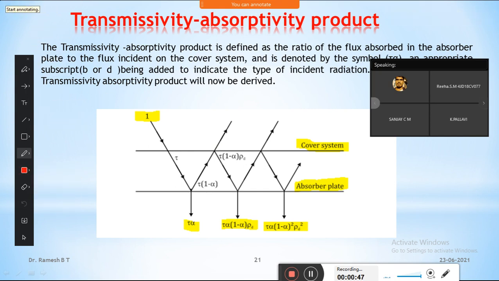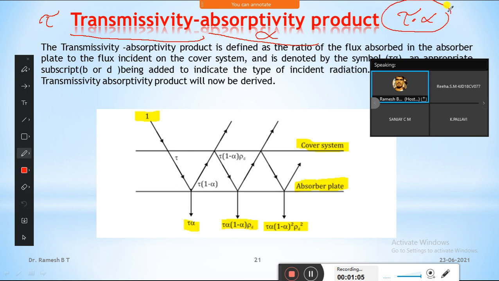Transmittivity means the tau value, and absorptivity means the alpha value. The product of tau and alpha is very important for the energy balance equation. We already discussed the energy balance equation in our previous class, and in that, the entire equation is multiplied by the transmittivity as well as the absorptivity, tau and alpha.